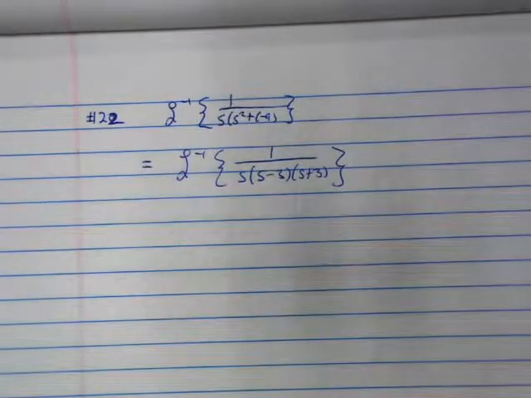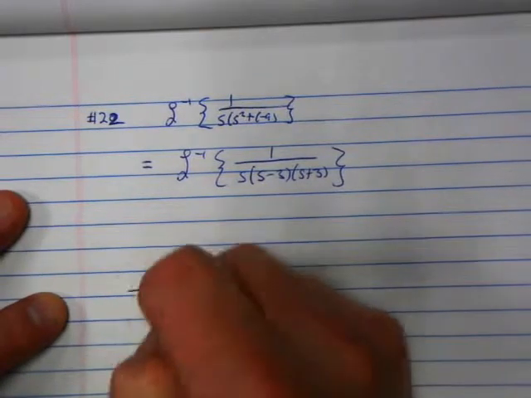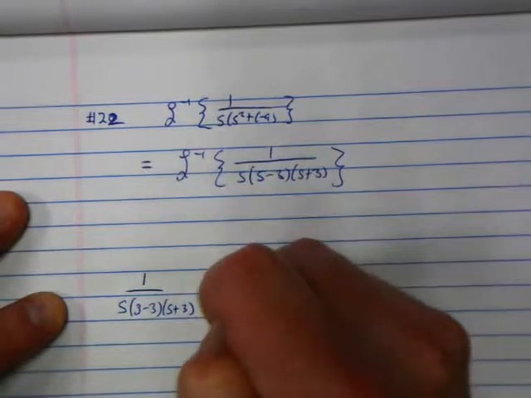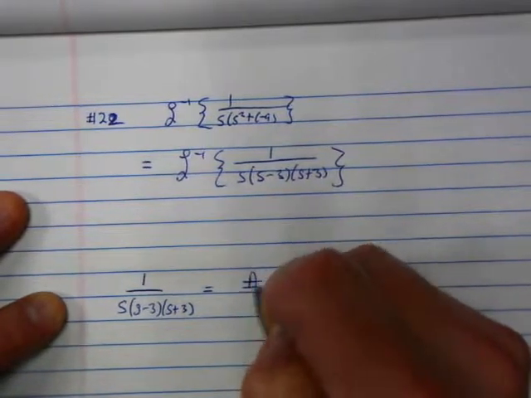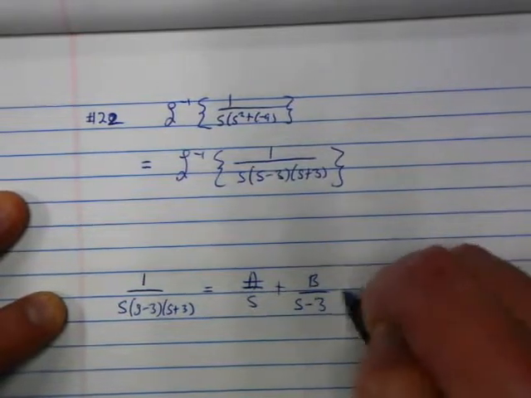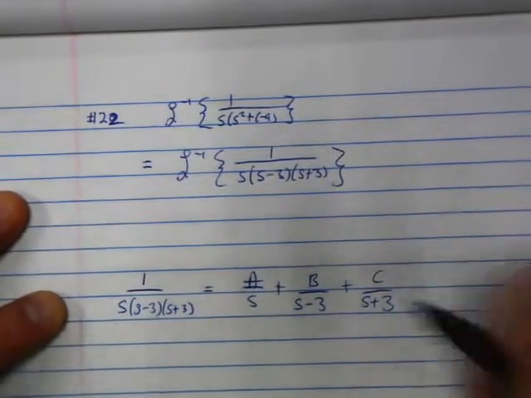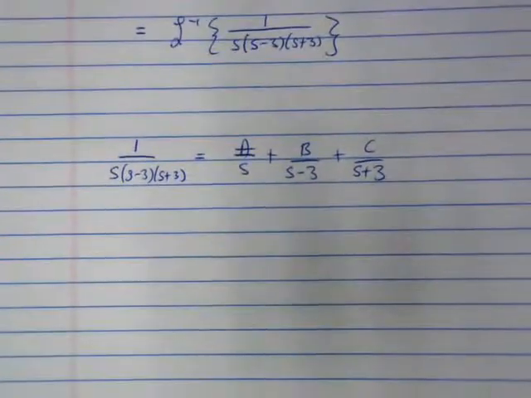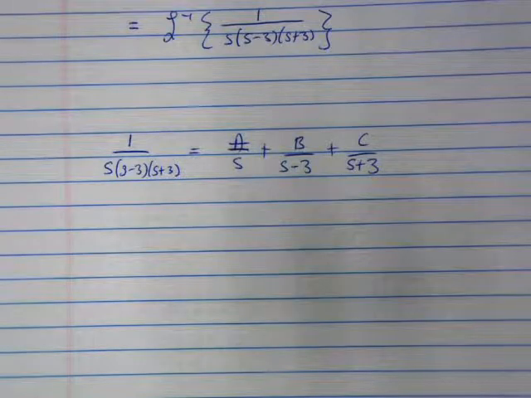So that bottom factors. If that bottom factors, what does that tell you to do? Partial fractions. All right, so we're going to come down here. We're going to have 1 over s times s minus 3 times s plus 3. This one's easier in the sense that everything is linear. So our partial fraction decomposition is just A over s, B over s minus 3, and C over s plus 3, because all three terms are linear.